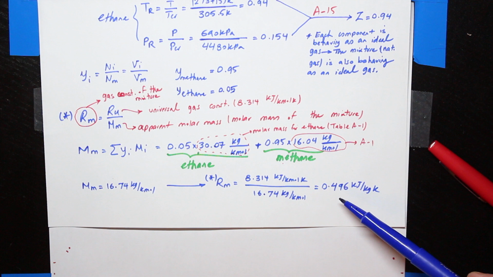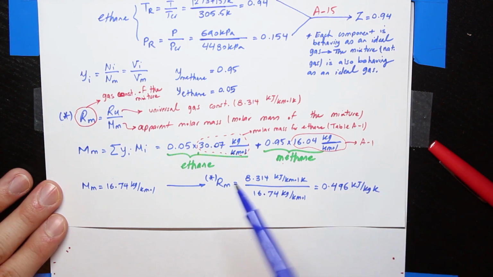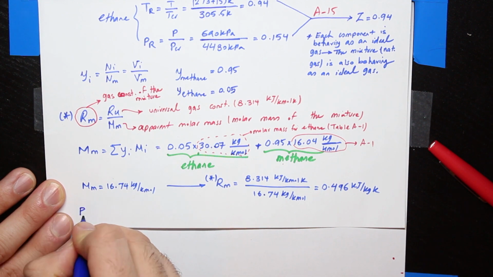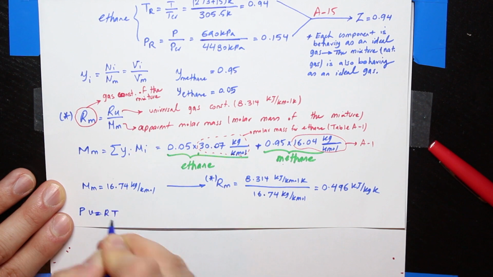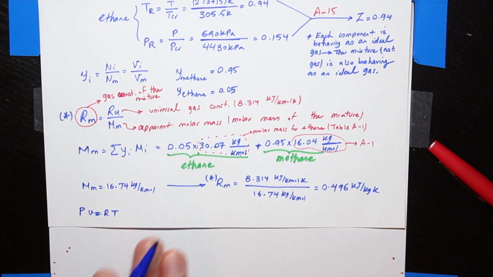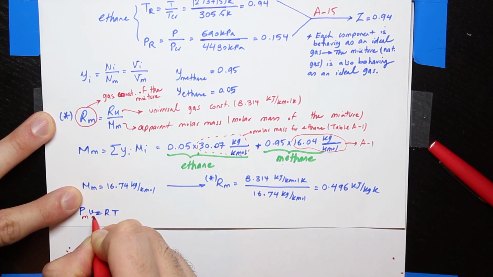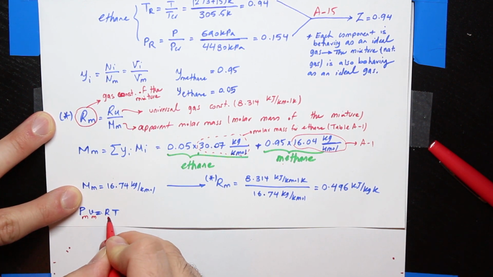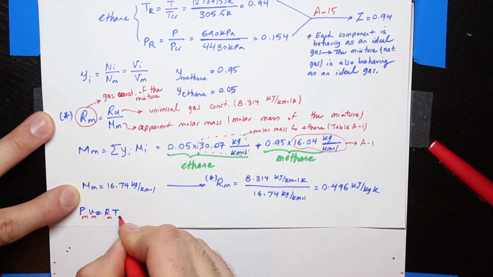Now the point is, why am I looking for Rm? The reason I need the Rm value is that for the next step I'm going to use the ideal gas law, which is Pv equal to RT. Pressure, specific volume, gas constant, and temperature. I'm applying the ideal gas law for the mixture, so that means my pressure is the pressure of the mixture, the specific volume of the mixture, the gas constant of the mixture, which by the way is exactly right here, and temperature of the mixture.